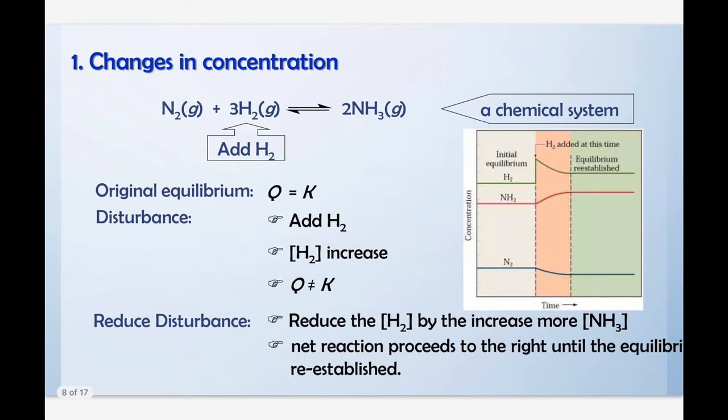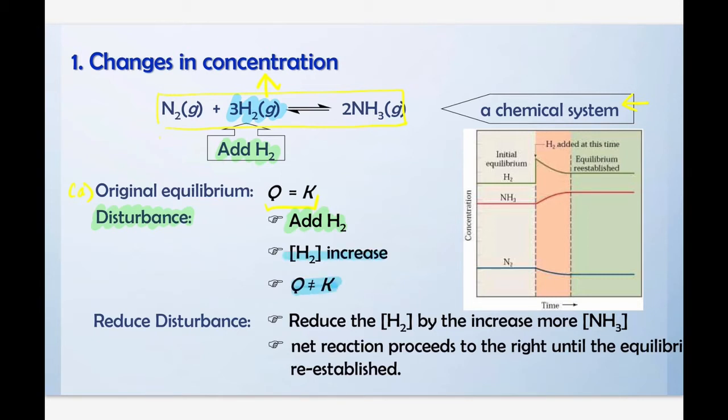So mari kita tengok contoh di sini penghasilan amonia. Okay, so this is what we call as a chemical system. Okay, and the original equilibrium for this system is Q is equals to K, meaning to say the system is in equilibrium. And then disturbance is being introduced to the system by adding extra hydrogen. So bila kita tambah hydrogen, concentration of hydrogen will increase. Okay, and this will cause a disturbance in the system, causing the value of Q is not equal to K.